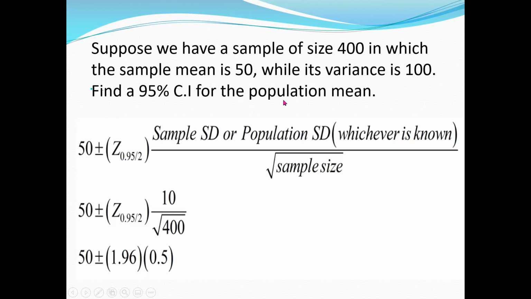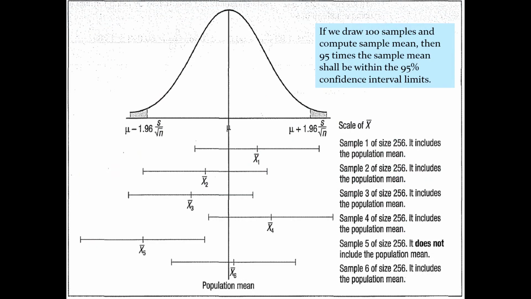The sample variance is 100, so the sample standard deviation is 10, because standard deviation is the square root of variance, divided by the square root of sample size, where sample size is 400. So I can easily compute the required confidence interval.